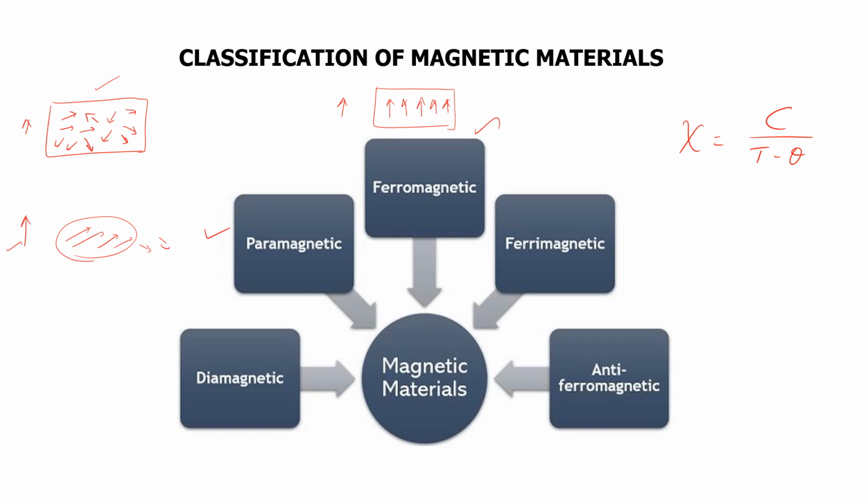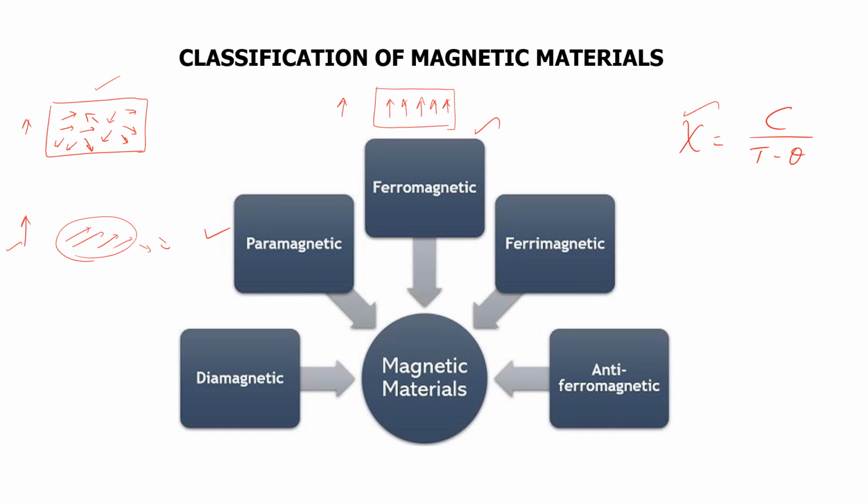Then its susceptibility is positive and also very high. It also obeys this Curie-Weiss law, chi is equal to C by T minus theta. When the temperature is greater than the Curie temperature, ferromagnetic material becomes the paramagnetic material. Then permeability is much greater than 1. If you take the examples, it is nickel, cobalt, ferrous, all these are the examples for ferromagnetic material.